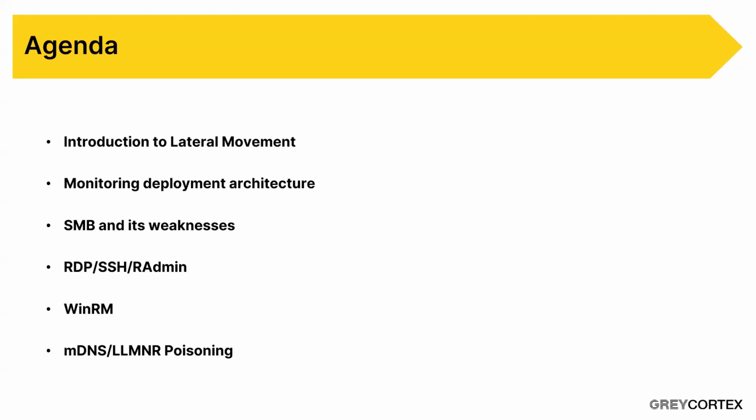Then there are of course a lot of protocols which we can use for good things, but also for bad things. We'd like to point at the weakness of Server Message Block. We will tell a part about RDP, SSH, remote admin, Windows remote, multicast DNS, and Link-Local Multicast Name Resolution protocol, and how you can poison with it. So let's start.